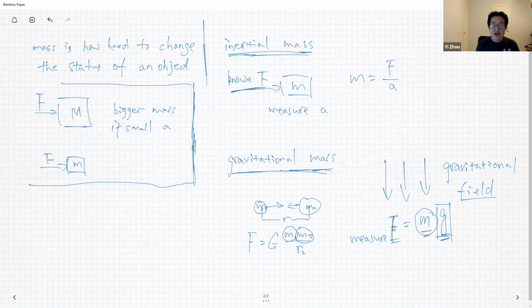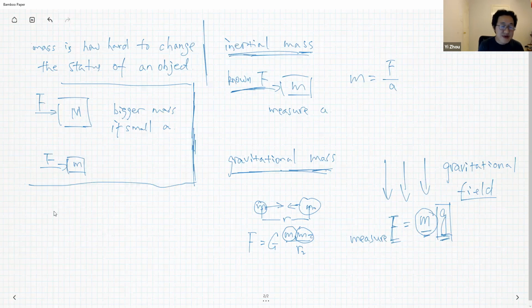So these are actually two different concepts, but currently at this stage, we haven't found a difference between these two masses. So most of the time we just call it mass. We don't distinguish them. Now if people ask you whether what you measured is a gravitational mass or an inertial mass, you'll see if you use the gravitational force here.